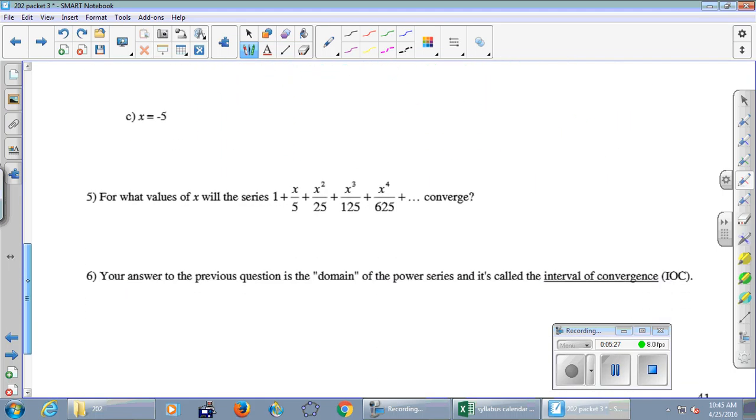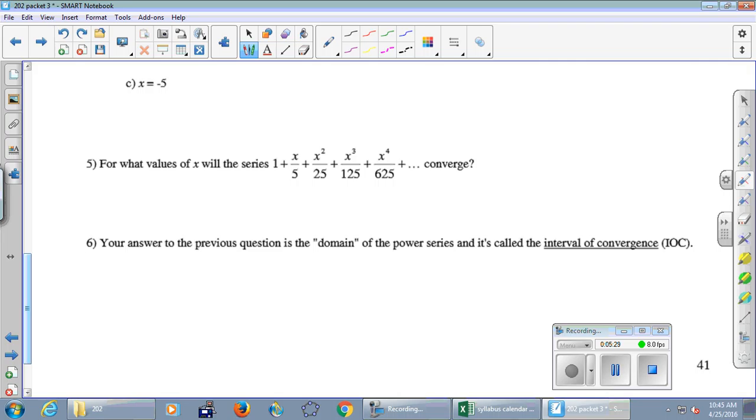So let's come down here and talk about number 5. It says, for what values of x will the series converge? So let's write it out here. What we need is for our magic multiplier to be trapped between -1 and 1. In the general power series, what was the magic multiplier? It has x in it.